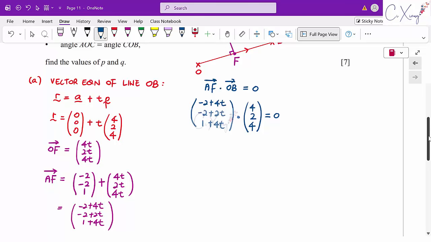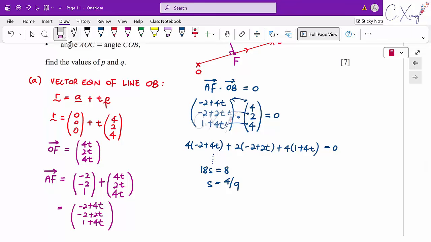For the dot product, you multiply x component with x component, y component with y, z component with z. This is what you should know. Then you multiply 4 with negative 2 plus 4t, plus 2 multiplied with negative 2 plus 2t, then 4 again multiplied with 1 plus 4t. You let it equal 0. Then simplify this equation very carefully. You should have 18t equals 8, and therefore the value of t is equal to 4 over 9.